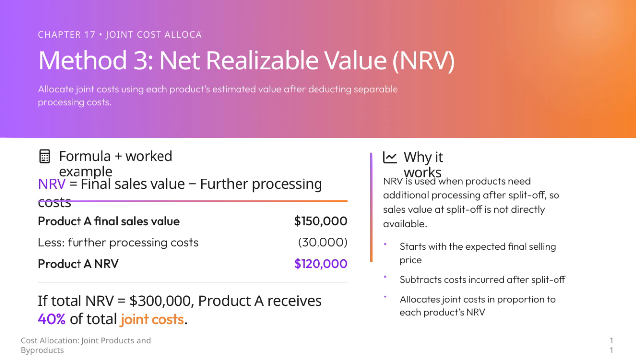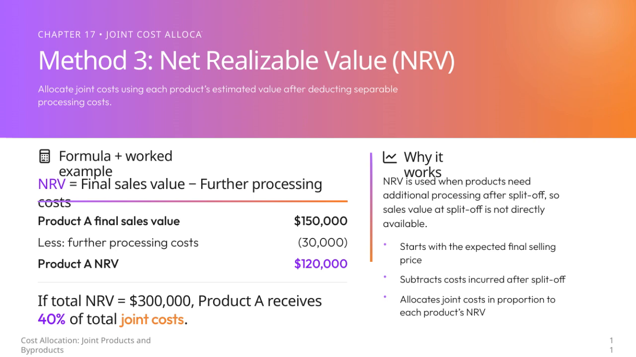So, when we subtract that processing cost, the NRV for product A comes to $120,000. If the total NRV for all products combined is $300,000, then product A's share of the joint costs will be 40%, since its NRV is 40% of the total.